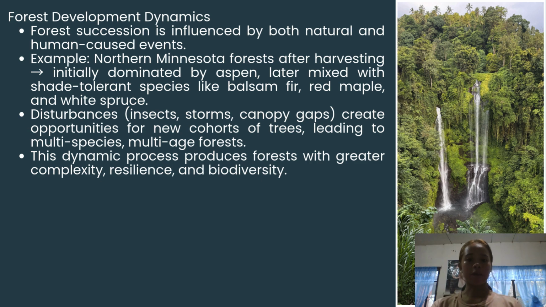Forest succession is shaped by both natural and human events. In northern Minnesota, forests that regenerate after harvesting are first dominated by aspen, but later mix with shade-tolerant species like balsam fir, red maple, and white spruce. Disturbances such as insect outbreaks, storms, and canopy gaps often open space for new tree cohorts, creating multi-species, multi-age forests. This ongoing cycle builds complexity, resilience, and biodiversity, showing how forests continually adapt to change.